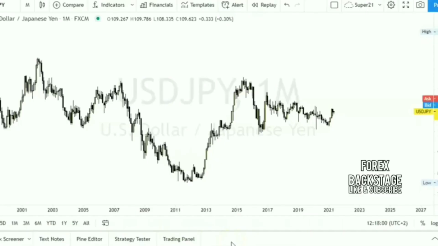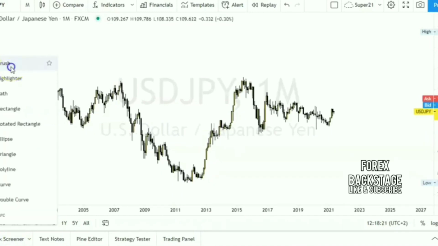I did post the before and after, but I thought I should create a video so I can explain the thought process behind the trade that we normally take and how we go about them. So this is USD JPY. We saw price going up for quite some time when you look at this area.